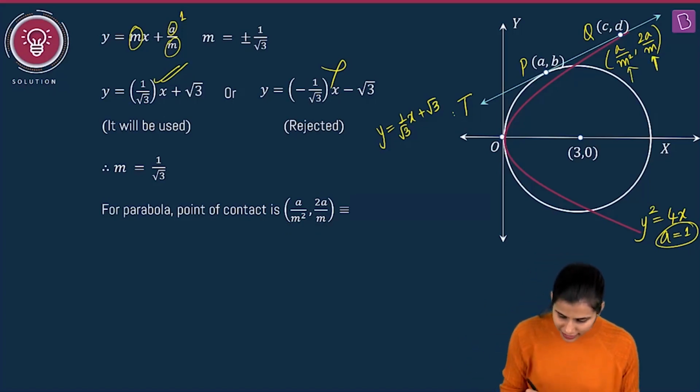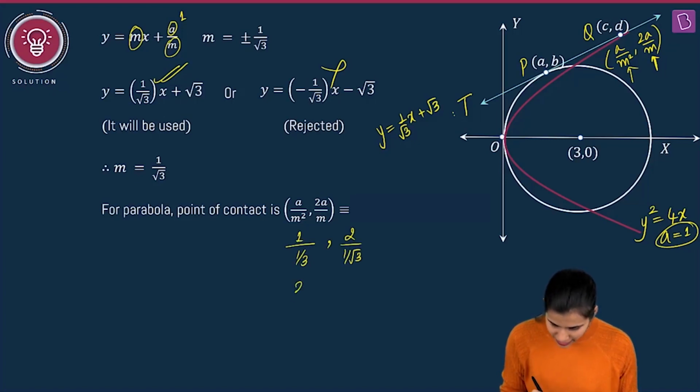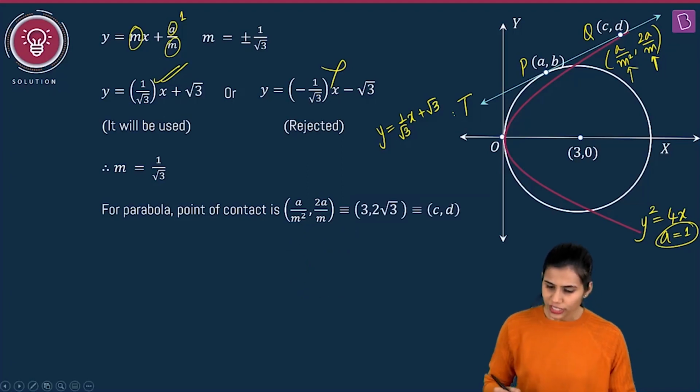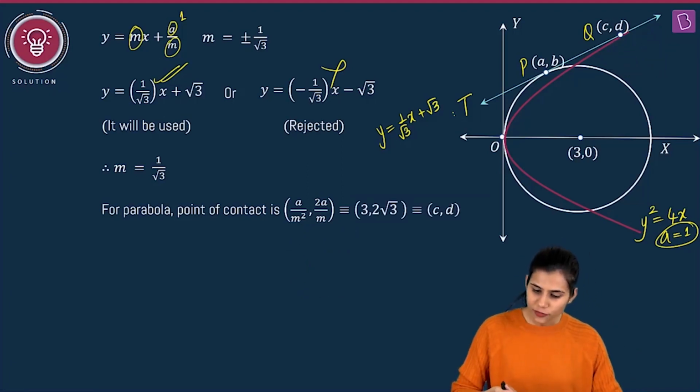What will you end up getting? Let's calculate. a is 1. m square means 1 by root 3 whole square. That gives you 1 by 3. And comma 2a, that is 2, upon m, that is 1 by root 3. So basically you get 3 comma 2 root 3. Yes? 3 comma 2 root 3 are coming out to be the coordinates of point Q.